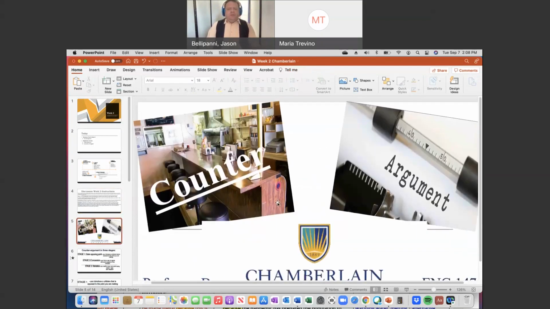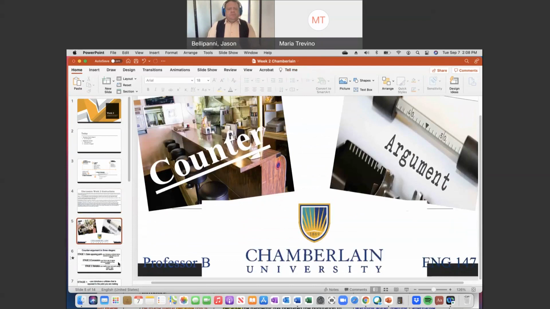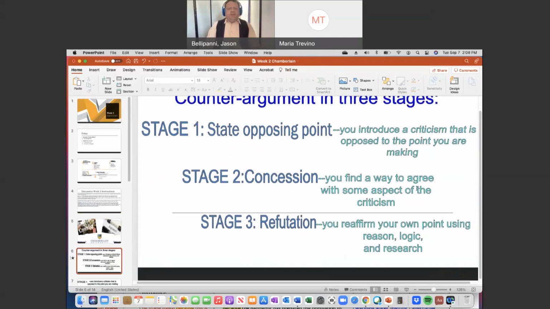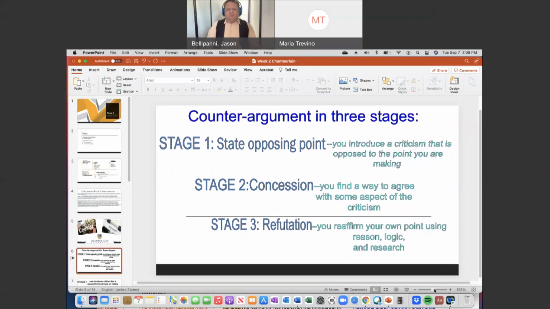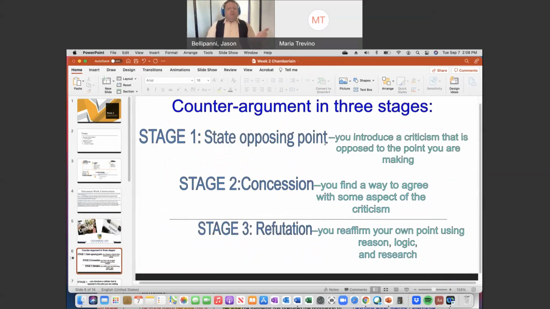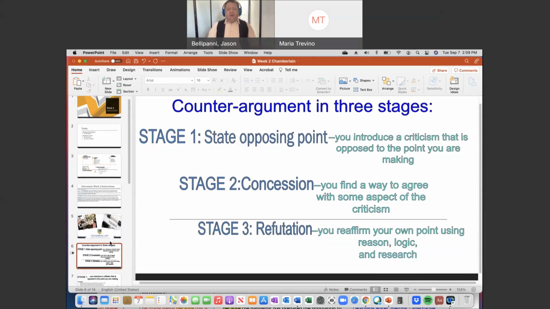Here's my little thing I made for it. Next one though. All right, so 3 stages. You state the opposing point, right? So you introduce a criticism that's opposed to the point that you're making. Concession, you find some way to agree with some aspect of the criticism. And then refutation, you reaffirm your own point, right? Using logic. Actually, the best way to do it is to have actual evidence.